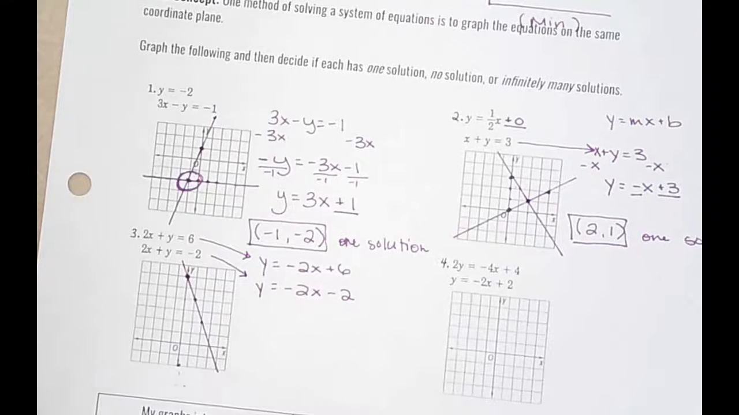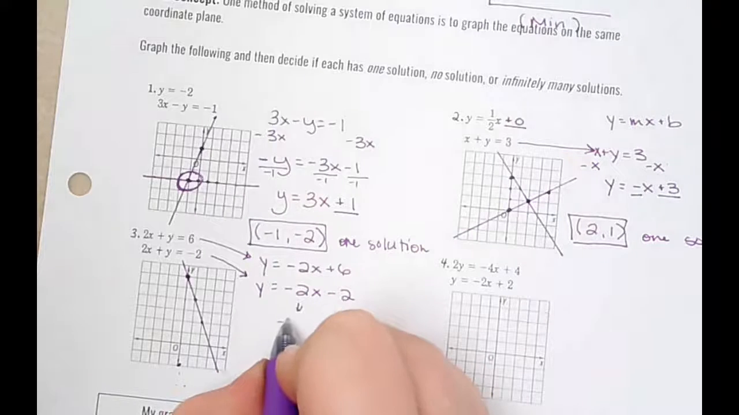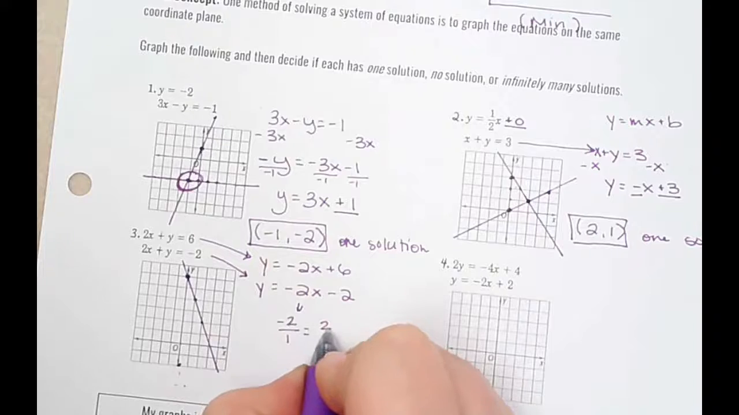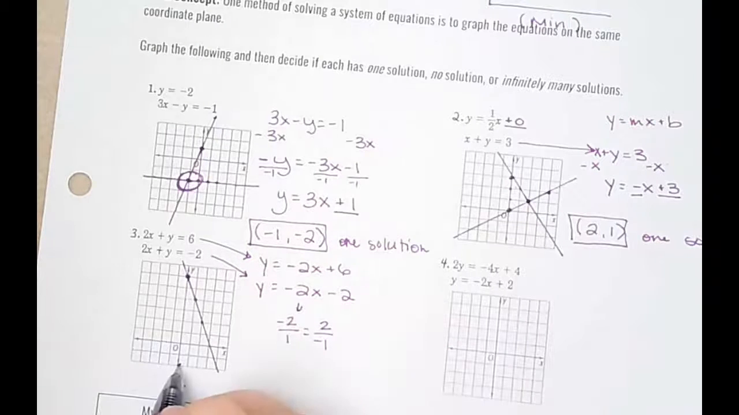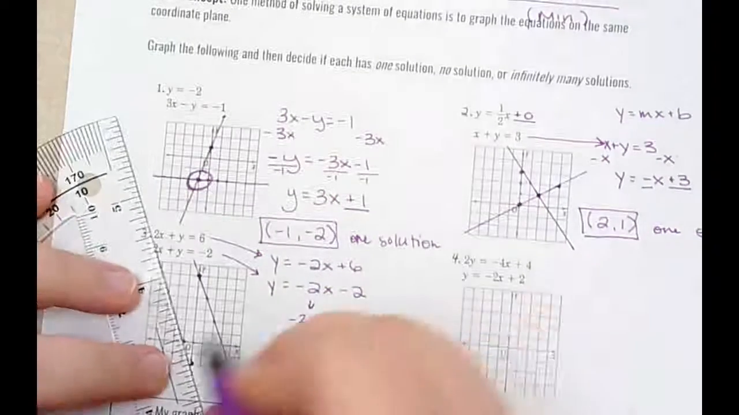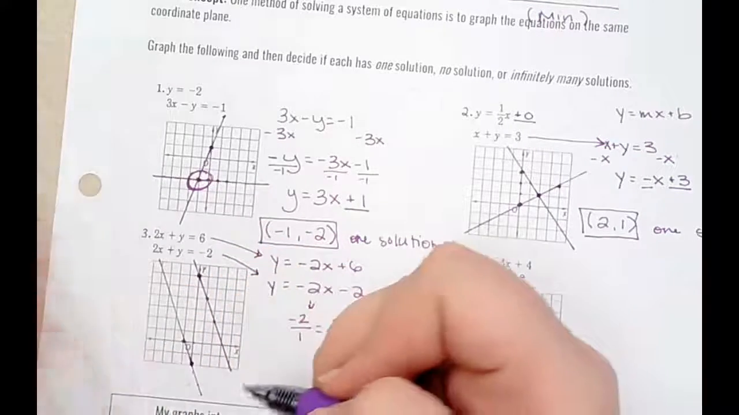I've said this before, but let's just remind ourselves. -2 over +1 is the same thing as +2 over -1. So if I can't go down 2 and over +1, I can also go up 2 and back 1, so that I have my points on my graph. Whichever one you prefer is fine. All right, there's my second line.